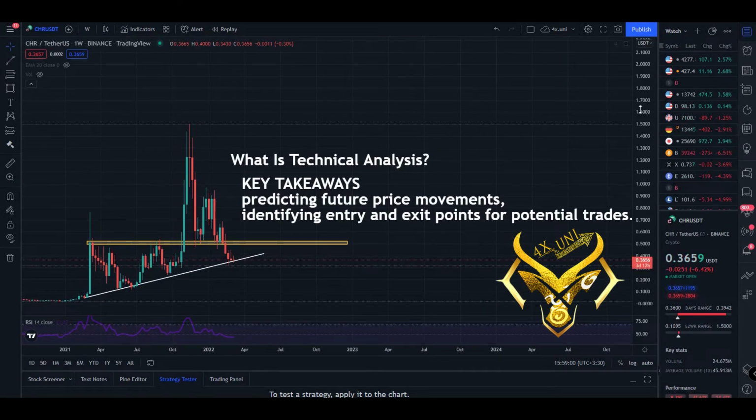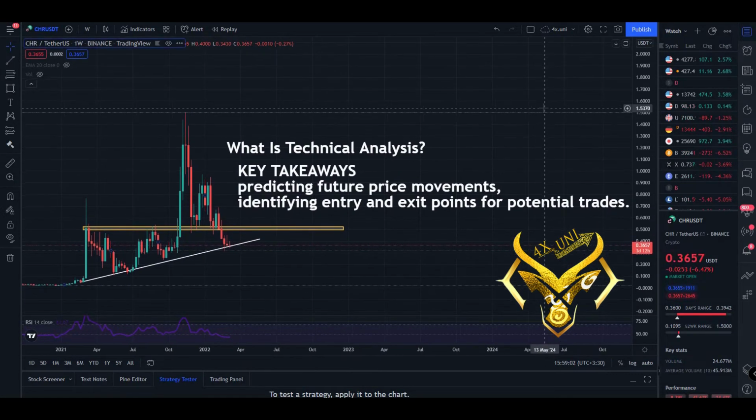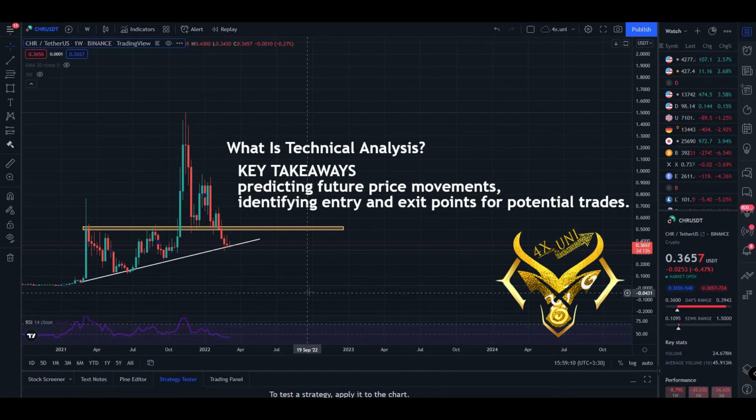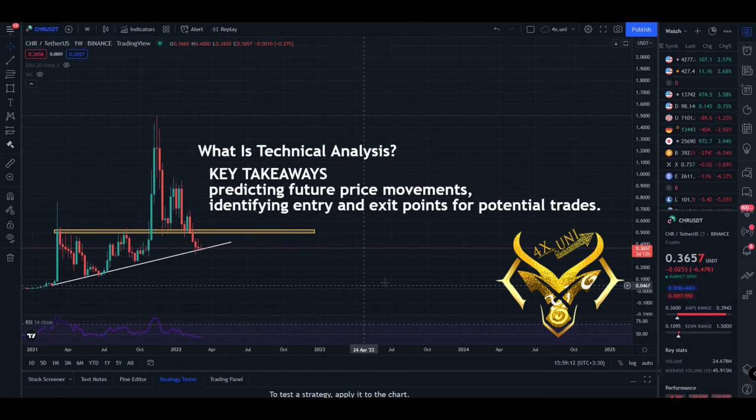Traders apply technical analysis tools to charts in order to identify entry and exit points for potential trades. An underlying assumption of technical analysis is that the market has processed all available information and that it is reflected in the price on the chart.